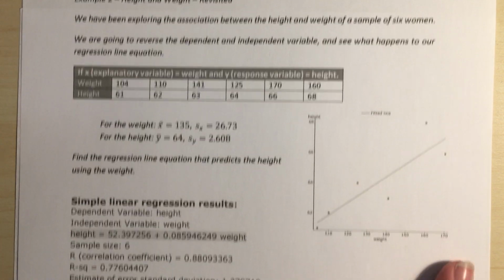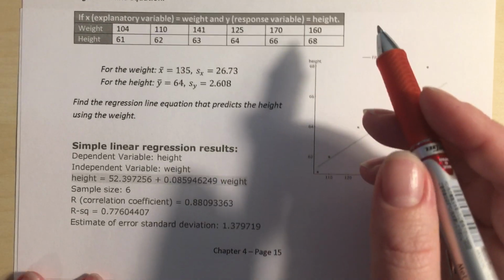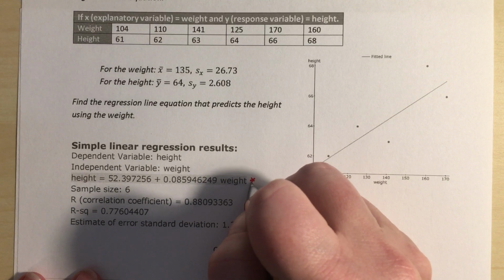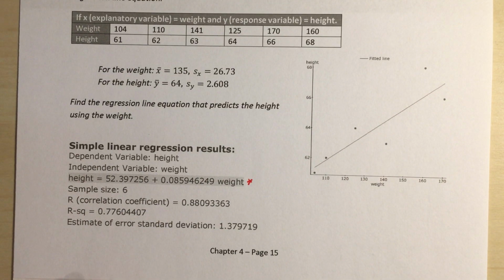But notice that when we look at our results from StatCrunch, what we get here does cause a much different linear equation. Right? So this 52.397 plus 0.086 times our weight is very, very different than we have as our answer in the top of this section. Our correlation coefficient, right, does not change. So our correlation coefficient of 0.881 doesn't change, as we saw in the last chapter.